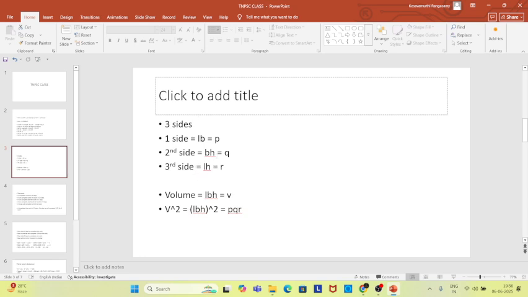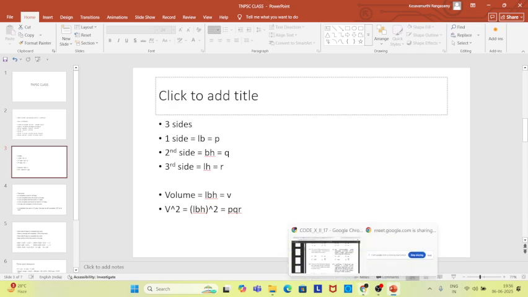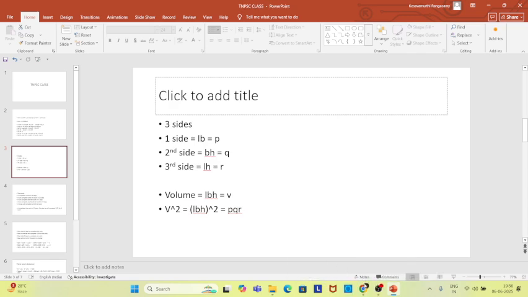So what are they asking? Let me go to the question again. Volume. What is the volume? Volume is length into breadth into height. And V square will be L square, B square, H square, which is LBH the whole square. So if you multiply LB, BH, and LH, you will get L square, B square, H square.